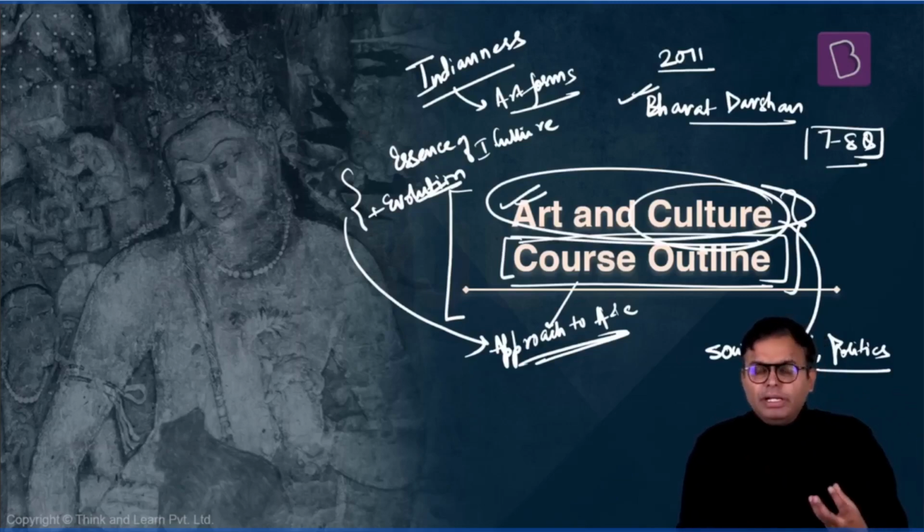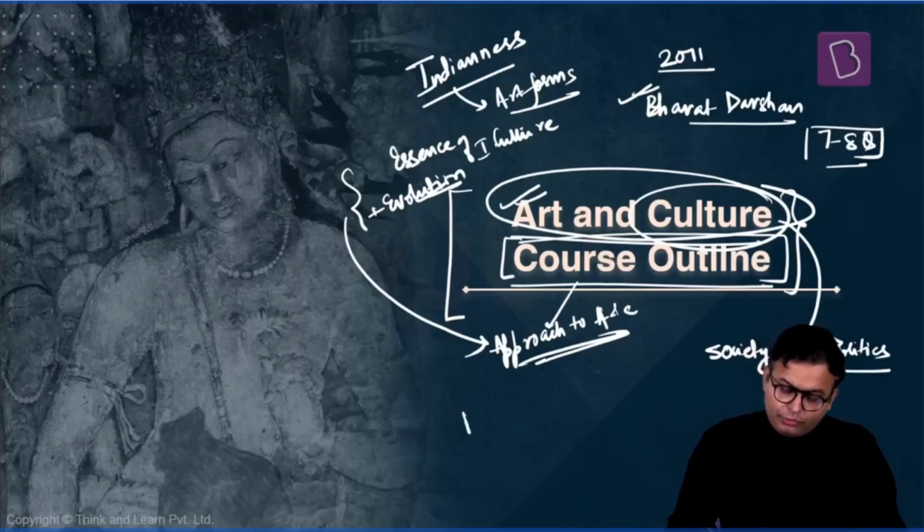For example, we find that when there was decline of coinage, when there was political decentralization, the structure of art forms, temples also reduced. The degree of ornamentation also reduced. So we have to understand the philosophy of culture also, the philosophy of art forms.